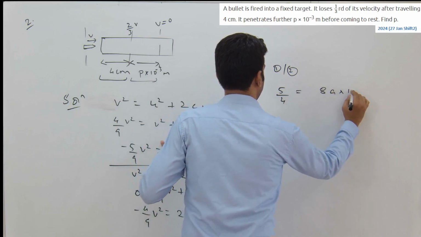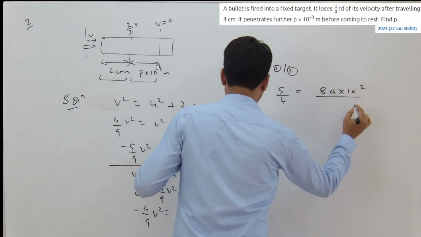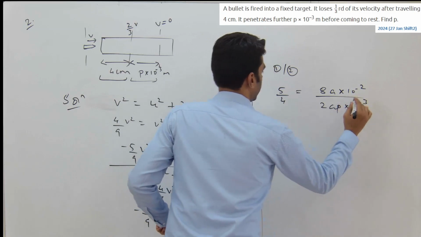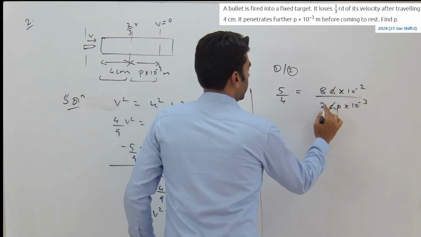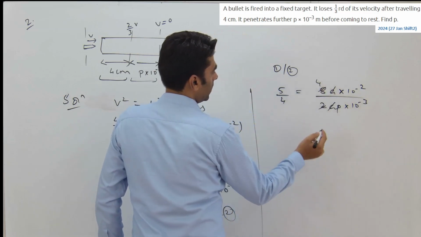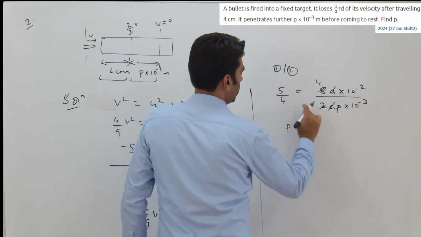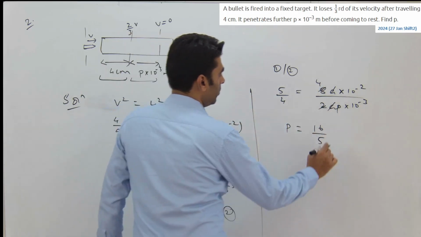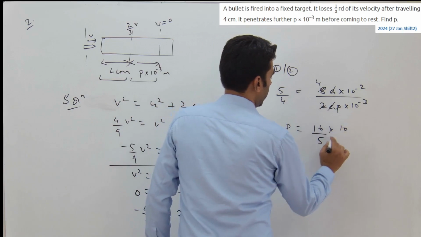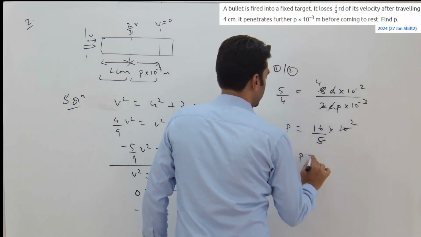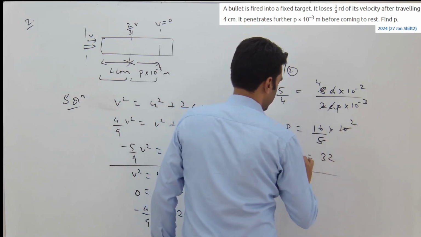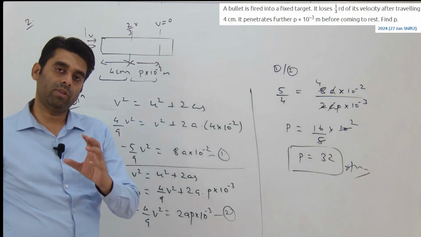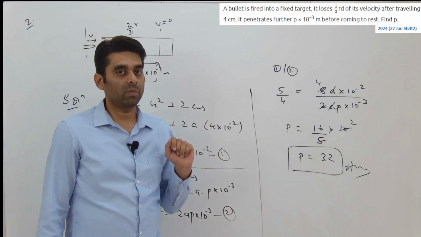8a into 10 power minus 2 divided by 2ap into 10 power minus 3. A cancels, this is 4 times, then we will get over here P is equal to 16 by 5 into this is your 10, 2 times, P is equal to 32. So the answer for this question is basically 32. P value is coming out to be 32.